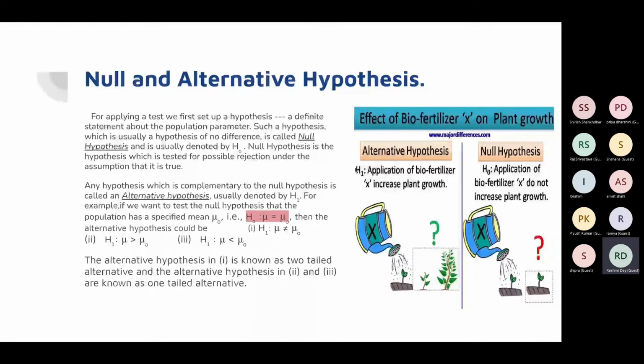Now, suppose you want to test the null hypothesis that the population has a specified mean, let's say mu naught. So my null hypothesis will look like H naught: mu equals mu naught, that is, population mean equals the specified mean. Then my alternative hypothesis could be either that the population mean is not equal to the specified mean, or the population mean is greater than the specified mean, or the population mean is smaller than the specified mean. So one null hypothesis can have three sorts of alternative hypotheses depending on the problem we are facing.